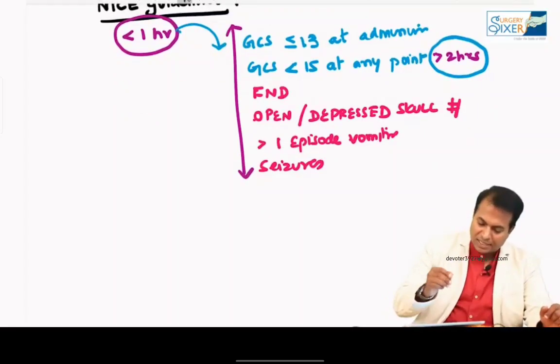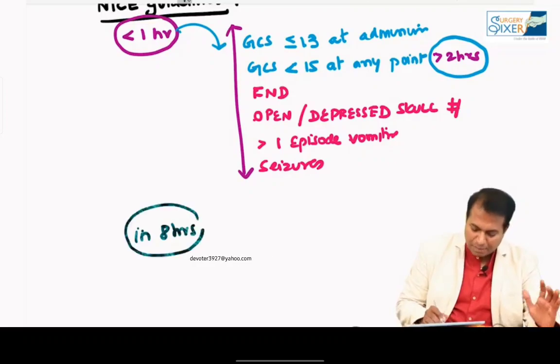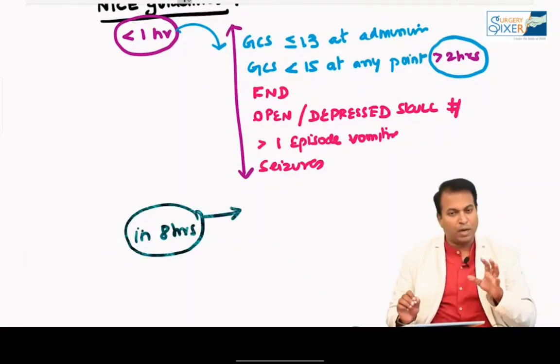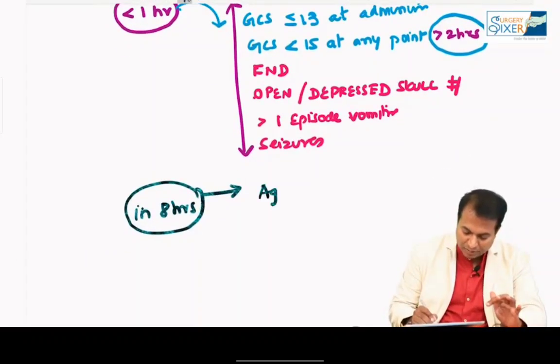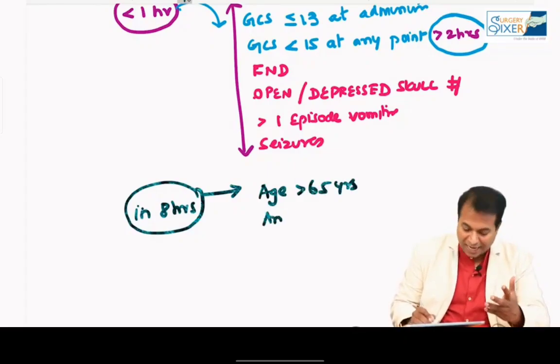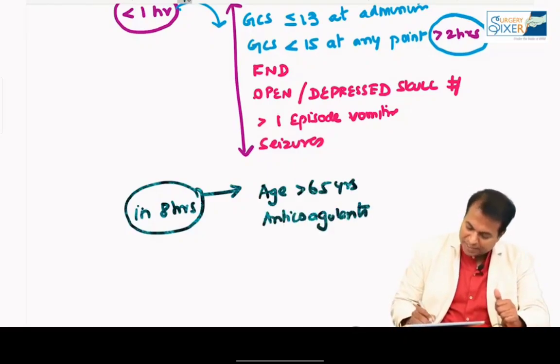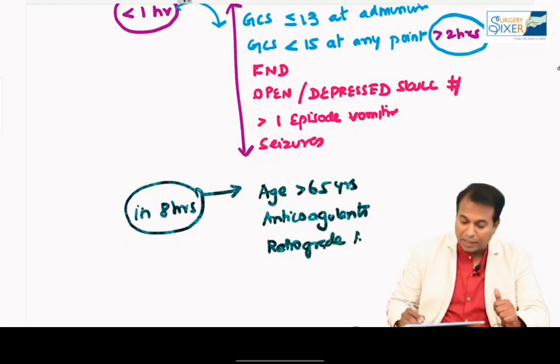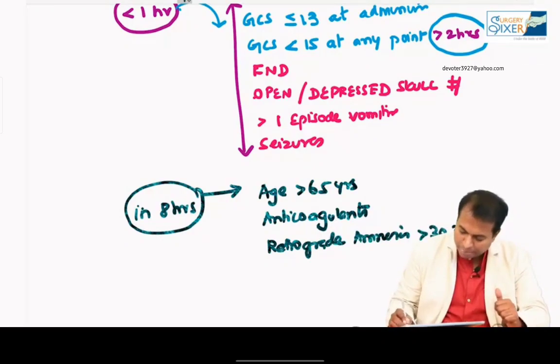And what are the indications of taking CT within 8 hours? Not so emergency, but better to take it within 8 hours. Not an emergency, not to be taken within 1 hour, but better to take within 8 hours. Age of the patient is more than 65 years. Patient is on anticoagulants. And patient is having retrograde amnesia for more than 30 minutes.